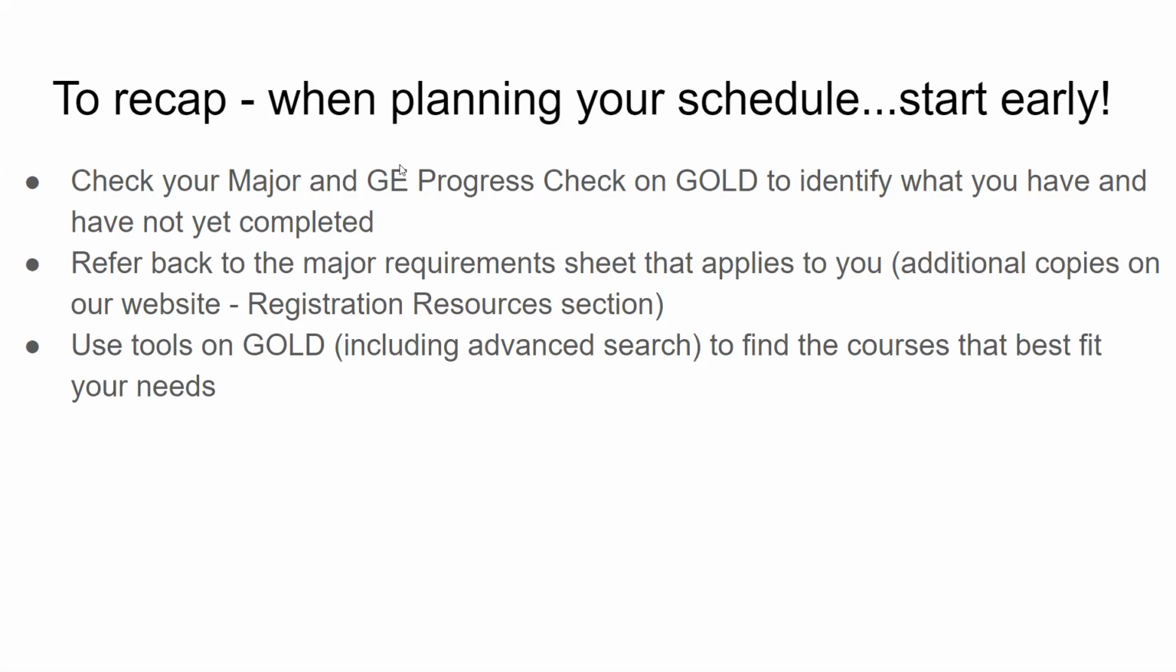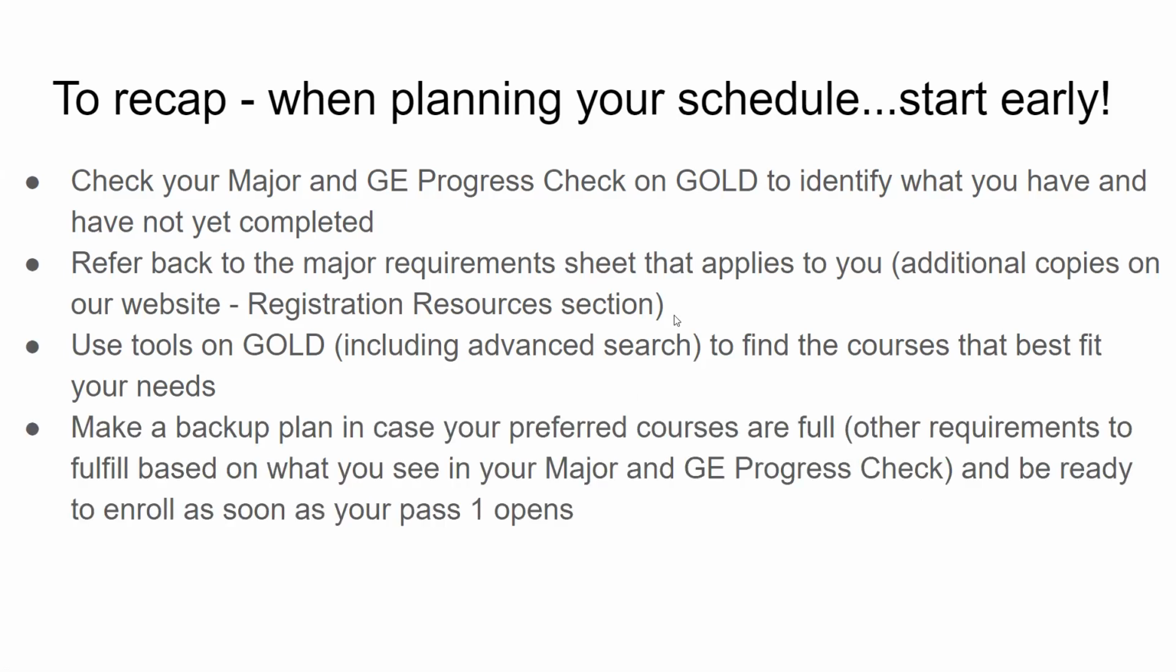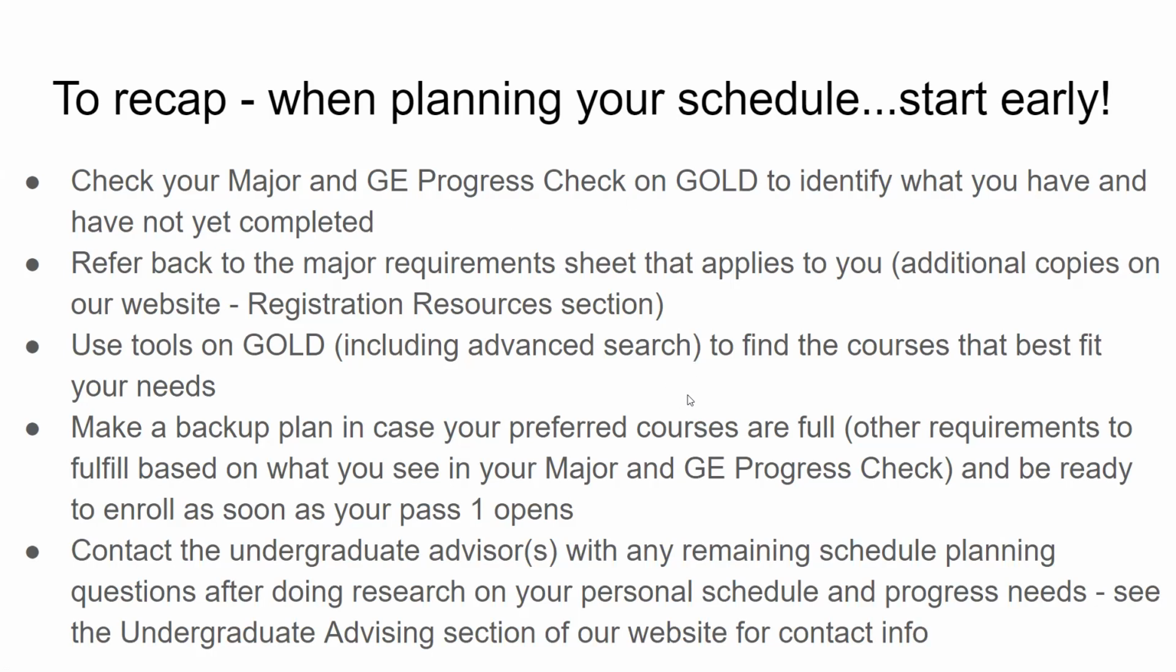I would say definitely spend some time looking at the advanced search options, so that you're not just looking at hundreds and hundreds of classes trying to find the gems that are going to fill your schedule. And then make a backup plan in case your preferred courses are full. Other requirements to fulfill based on what you see in your major and GE progress check are the best way of knowing what else to work on. And be ready as soon as your pass time opens to get enrolled. Definitely at that point, if you have any lingering questions or confusions, contact your undergraduate advisors.